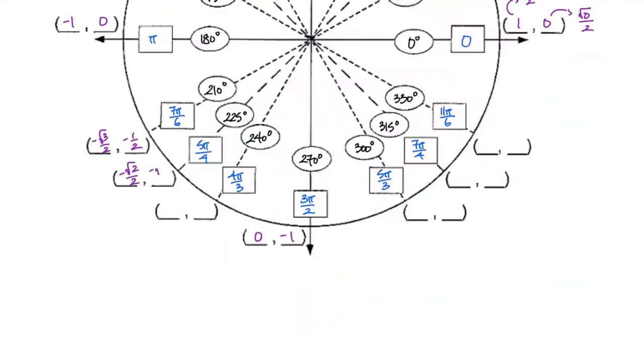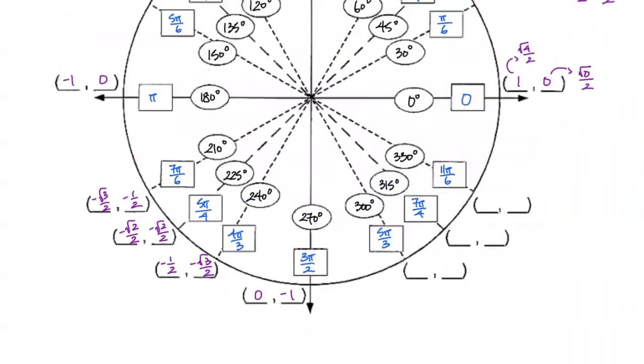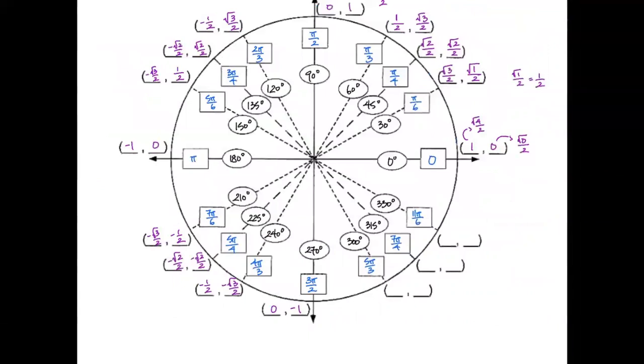And I can do the same thing for all of those. -√2/2, -√2/2, -1/2, -√3/2. All right. All of these coordinates should have positive x values and negative y values.